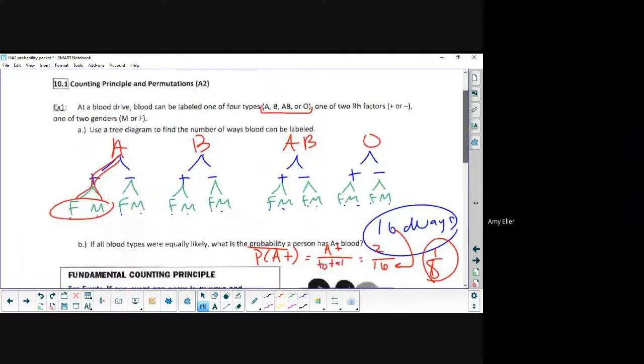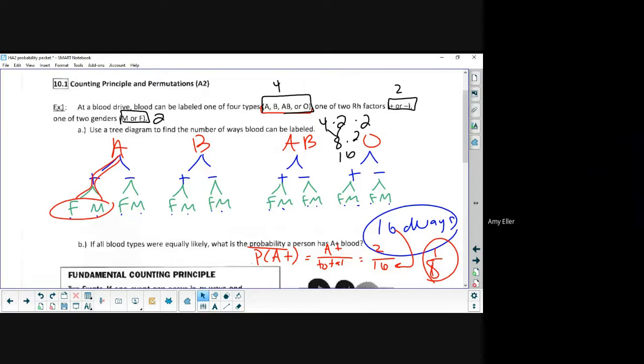Let's see if the counting principle applies here. I had 4 blood types. I had 2 RH factors, and I had 2 factors for gender. I pick one of those out of the 4, I pick one of those out of the 2, and I pick one of those out of the 2. 4 times 2 is 8, times 2 is 16. We didn't even need a tree diagram, but it's nice to see how we got that.